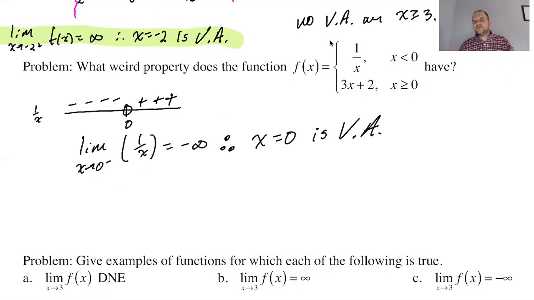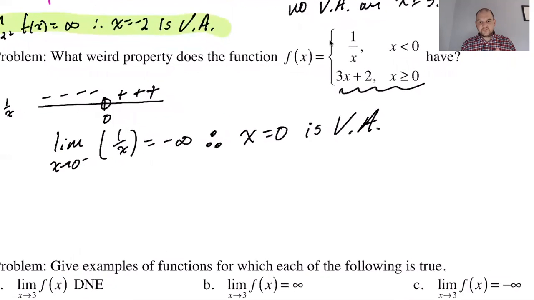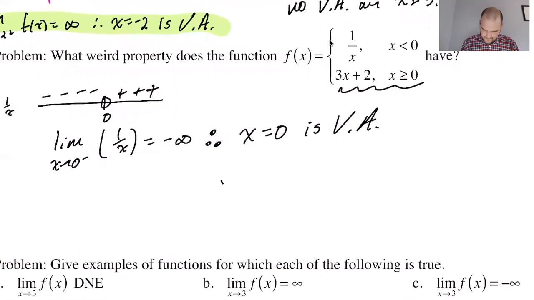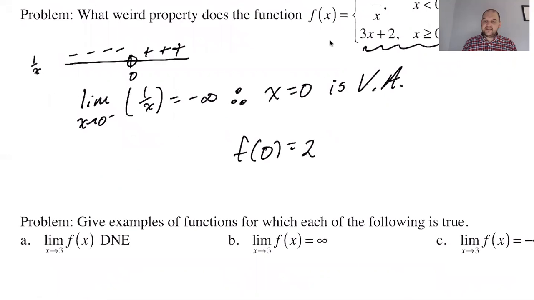Okay, so now the question though is, what's the weird property? Well, look at this. X equals 0 is a vertical asymptote, but f of 0 is 2. The function is defined at and intersects its vertical asymptote.